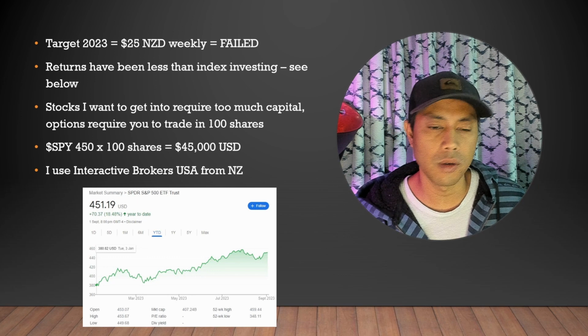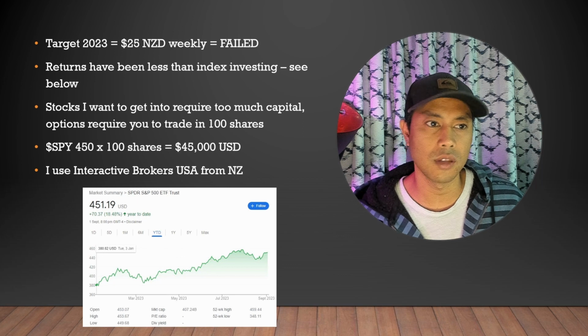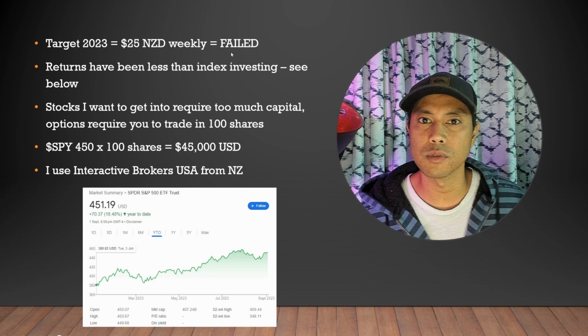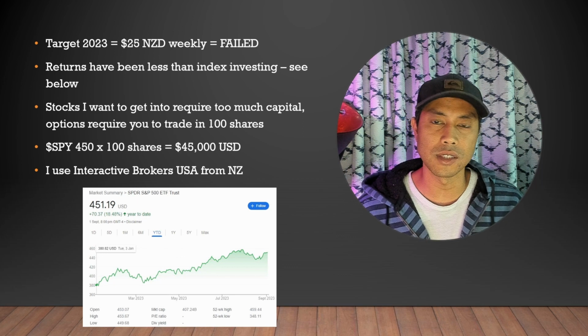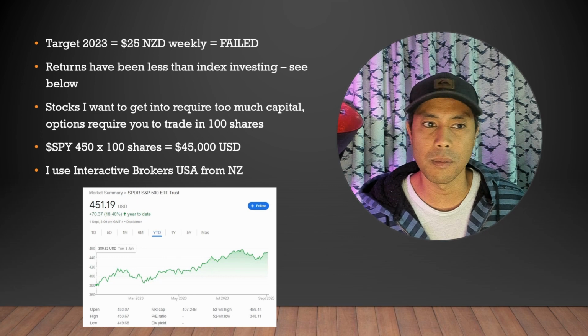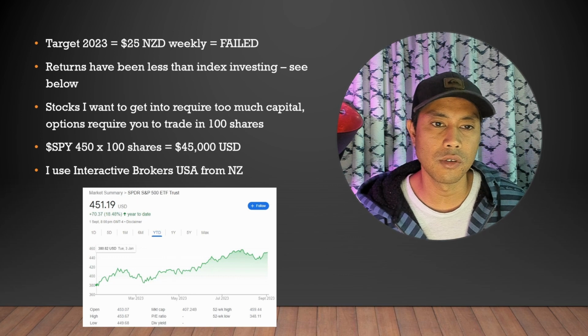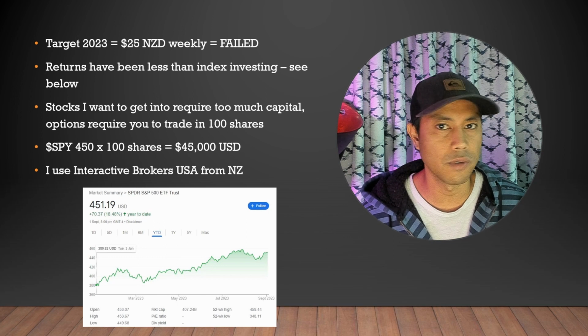I will keep going and do options and just see how I get to at the end of the year. But for 2023, my target was actually to get $25 a week in options consistently. I've failed that, as you can see from my tracking. So returns have been less than index investing, which is not a very good result at all.